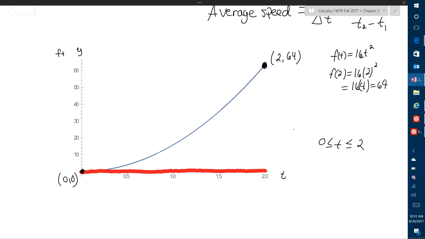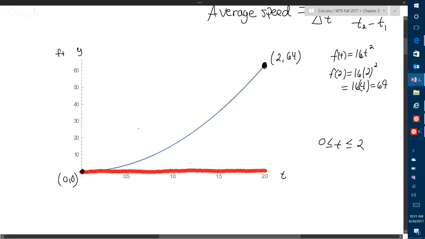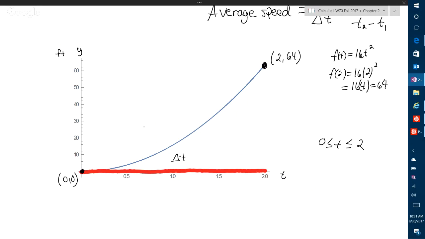Now, you're familiar already with this notation, the change in t. Right? I introduced that earlier. It just means t2 minus t1. In other words, it's the length of the interval. From just looking at the graph, you should be able to tell me what the length of the interval is since it's starting at 0. What's the length of this interval? I'm sorry, of the interval on the bottom. 2. 2 units.